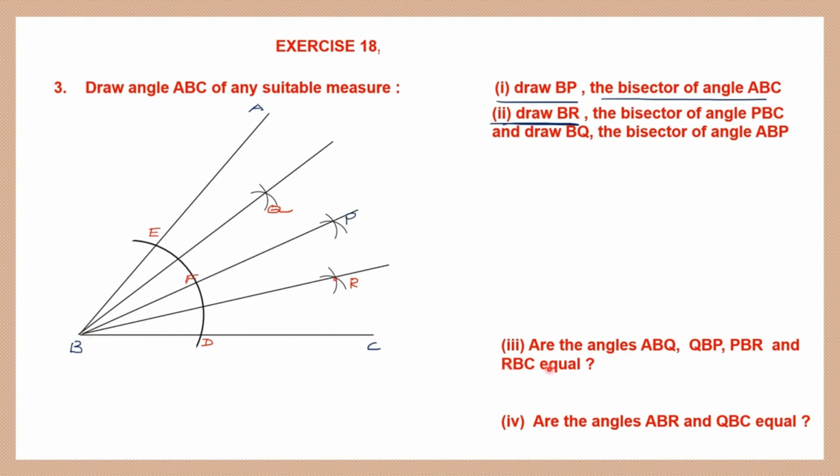Now the third question. Are the angles ABQ? Which one is that? AB. That is this angle. BQ. Then the next one is QBP.